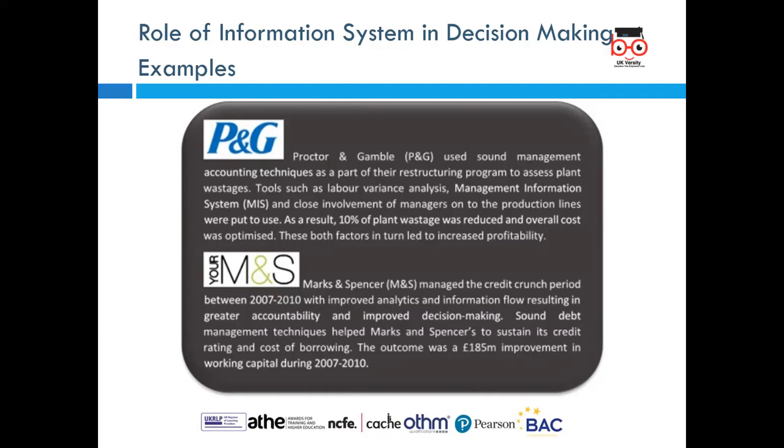What happened is that tools such as labor variance analysis, management information systems, and close involvement of managers on the production lines were put to use. As a result, 10% of plant wastage was reduced and overall cost was optimized. Both factors in turn led to increased profitability. So they were able to make a massive organizational change in order to have useful results and a 10% wastage reduction.